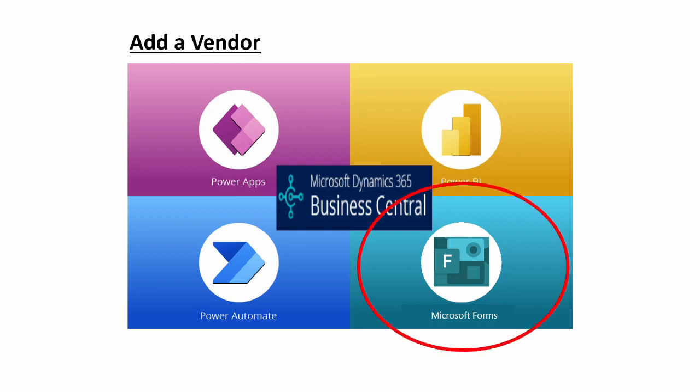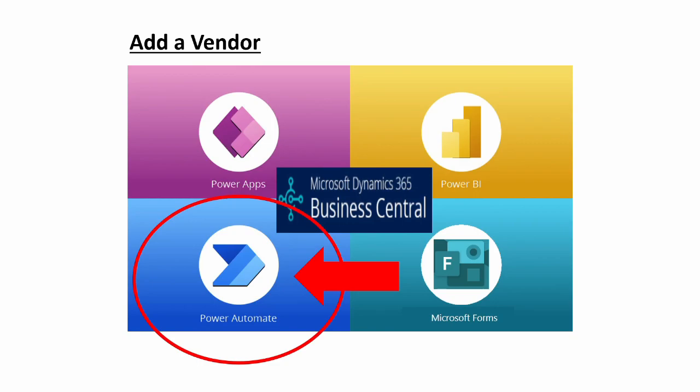First, we'll use Microsoft Forms in order to add a new vendor to Business Central. We'll actually use Forms as a data entry screen, which we can email to a prospective vendor to fill out.